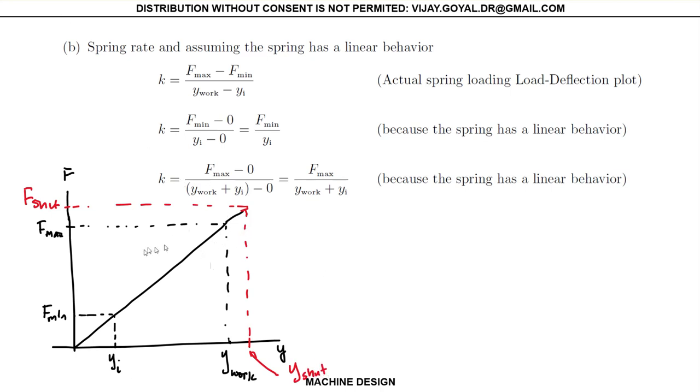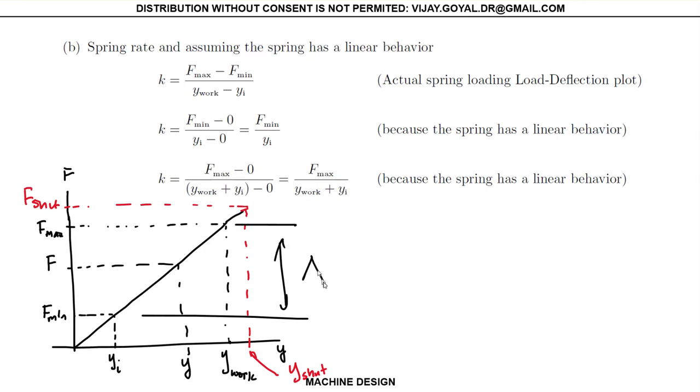And then typically what you have is your working load. So for a load F, you can find your Y. That's what you're looking for. And between these two values, this is your working load typically. This is your delta. Your delta is given in the problem. Your workload is given in the problem.